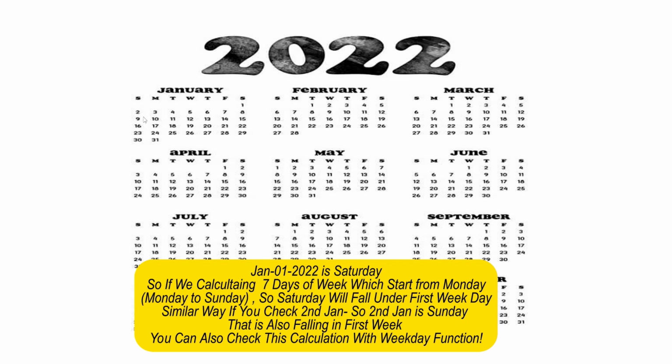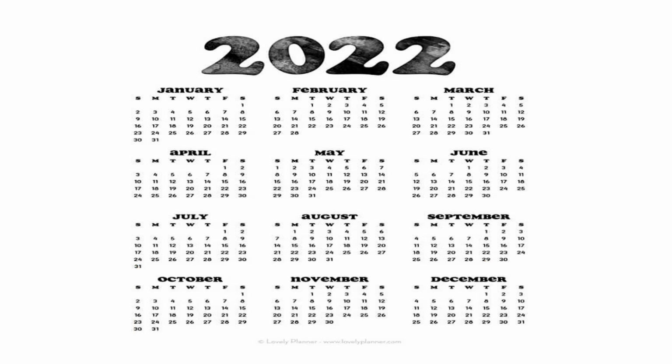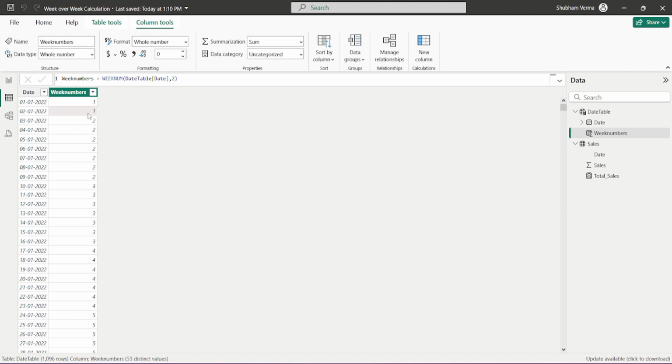And now let's talk about the second date, which is the 2nd of January. This 2nd of January will also fall under the first week of January, because our week starts with Monday, and if you count the next 7 days, this Sunday will also come under the first week. And now let's cross-check that Power BI is returning the same number for the first week or not. So let's move into Power BI Desktop. Here we can see the 2nd of January also comes under the first week, because our week starts from Monday.